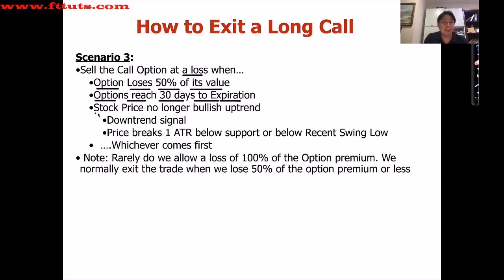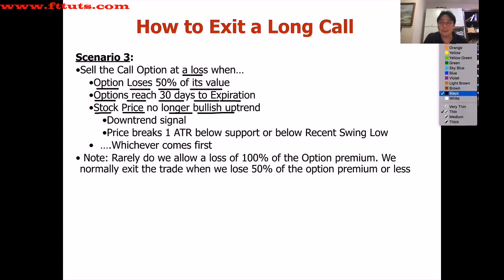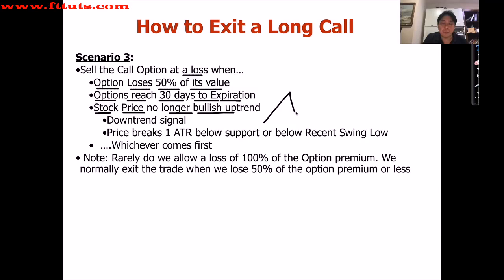Or if I notice the stock price itself is no longer on an uptrend. So the stock price has broken below the support. It is now looking like a downtrend. It's making lower highs and lower lows. Or it is hitting where you would normally put a stop loss on the price chart, which is normally when the price goes below the previous swing low or the recent swing low, or breaks 1 ATR below the support level.